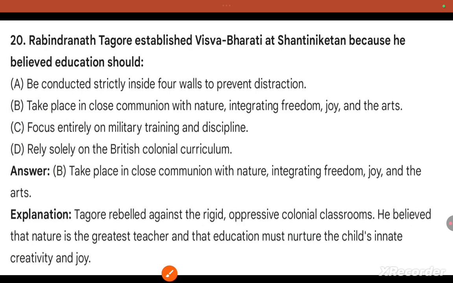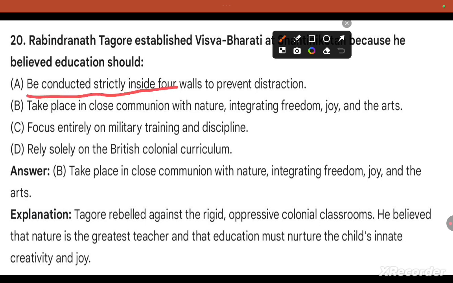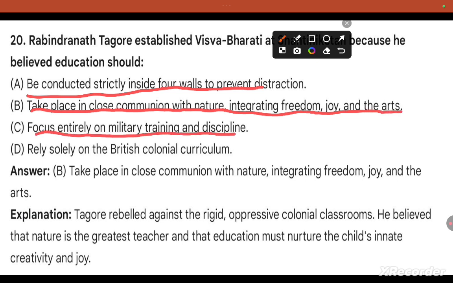Question number 20. Rabindranath Tagore established Vishwabharati at Shantiniketan because he believed education should be A. conducted strictly inside four walls to prevent distraction, B. take place in close communion with nature, integrating freedom, joy and the arts, C. focus entirely on military training discipline, D. rely solely on the British colonial curriculum.